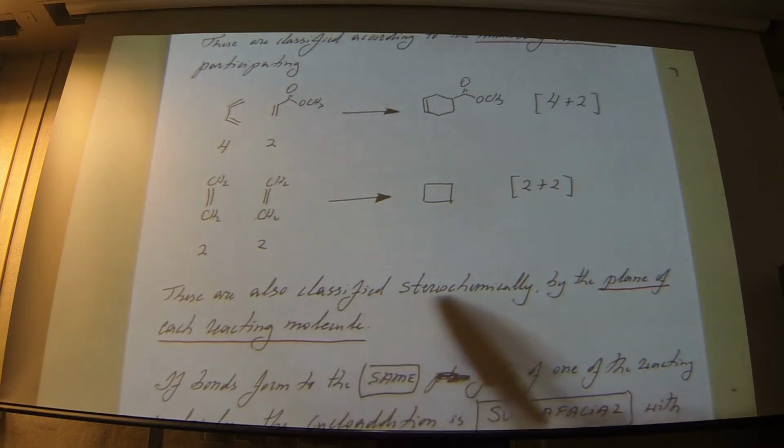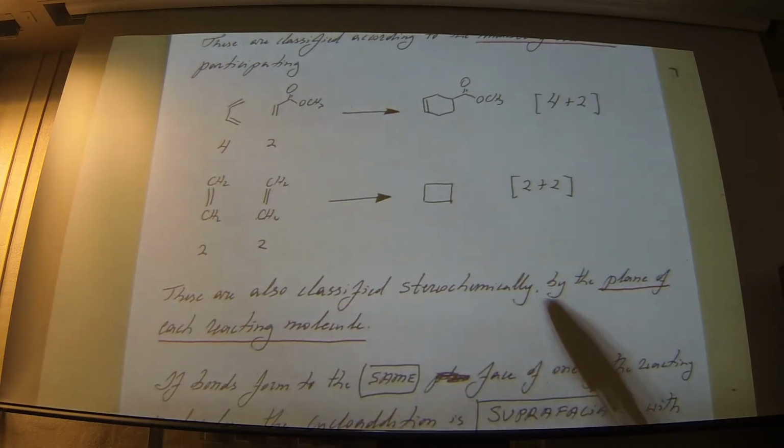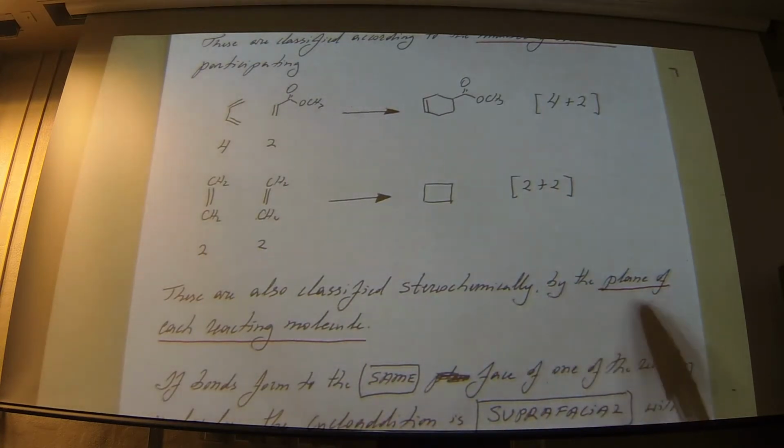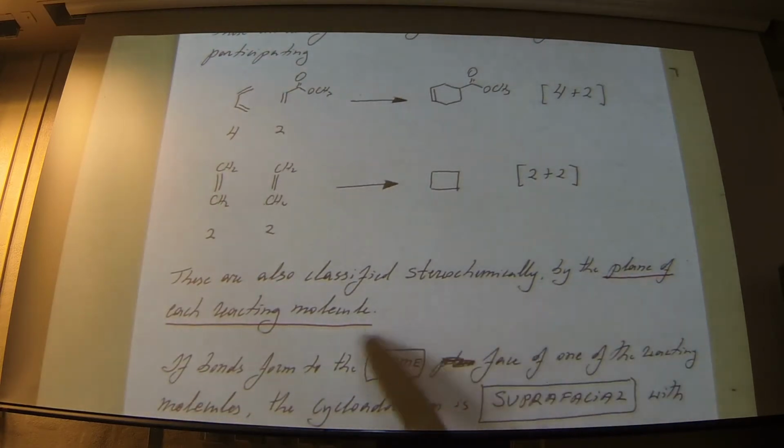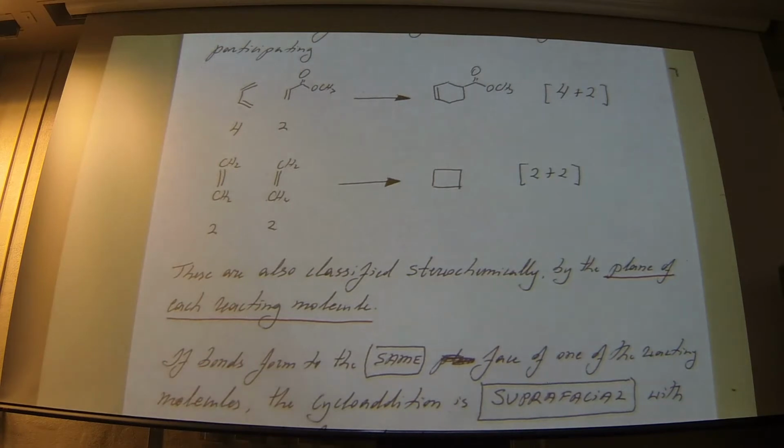However, there is another classification that we need to think about when we talk about cycloadditions, and that is the plane of each reacting molecule. Gee, what does that mean? Well, okay, so here we go back to the early beginnings when we talk about stereochemistry, right? And so we need to have in our minds a picture that we can refer to of the shape of the molecule.